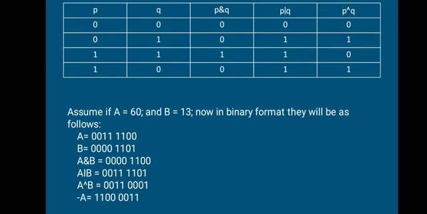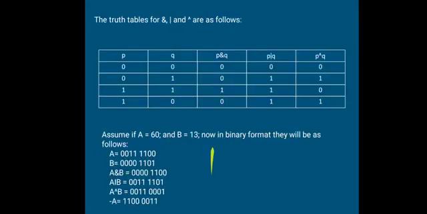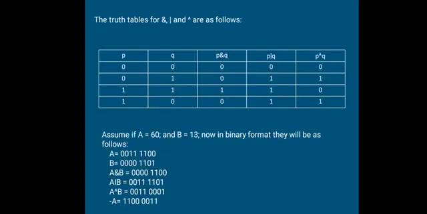Then A OR B. Here you can see 1's complement is also given, where 1's complement means not of logic, a bitwise not, where 1 becomes 0, 0 becomes 1. So this is how the binary will perform bitwise operations. So this is about the operators available in JavaScript.